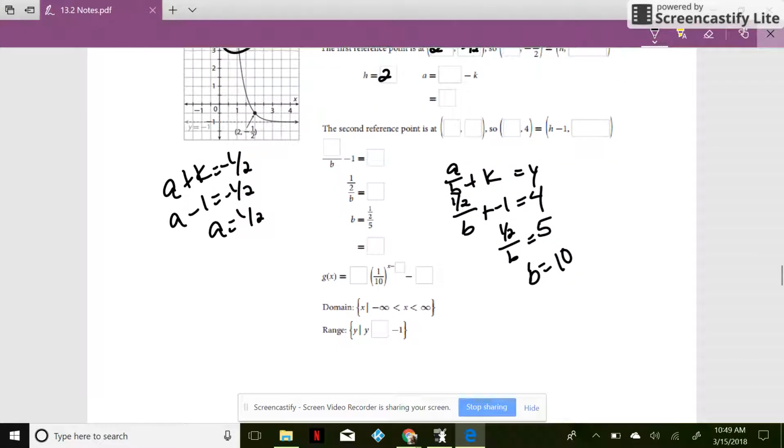So our function then, our a value is 1/2. So 1/2 times 1 over 10, our b value, and then x minus 2, our h, and then minus 1 for our asymptote. Domain is still all real numbers, and then our range, y is greater than -1.